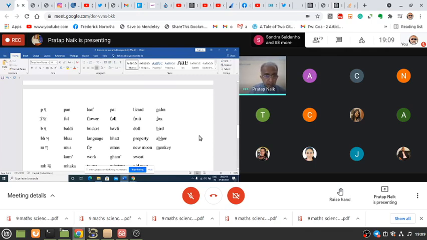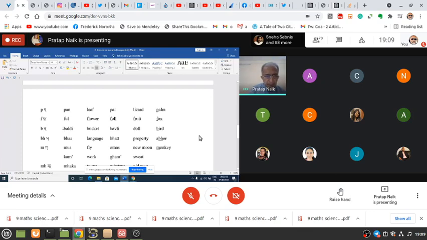Fa. Like fox. A Marathi speaker or Hindi speaker or Kannada, Malayalam, Tamil speaker will say pox. The fox came, they will say. They can't say fox.